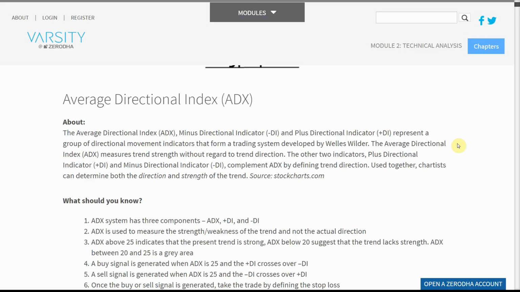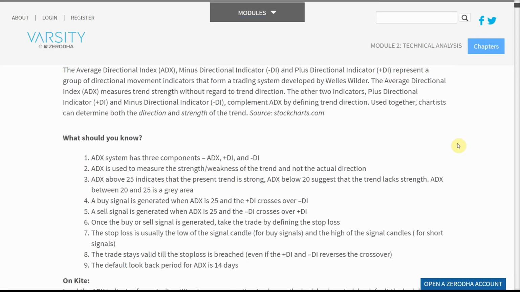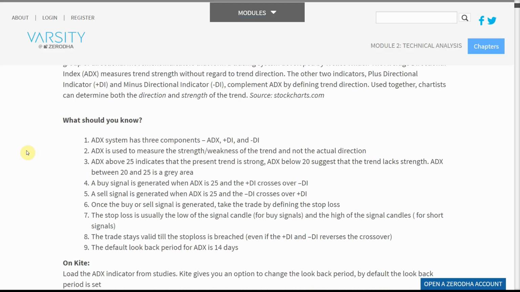ADX is used to measure the strength or weakness of the trend and not the actual direction. ADX above 25 indicates that the present trend is strong. ADX below 20 suggests that the trend lacks strength. ADX between 20 and 25 is a gray area.